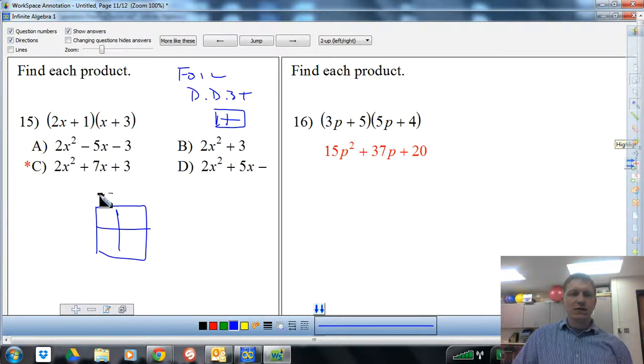Okay, so for this one, we're going to go 2x plus 1. And we're going to say x plus 3 down here. And what we're going to do is multiply each of the pieces inside there. All right? So that means that we're going to take 2x times x on these two sides. That just becomes 2x squared. And this becomes 1 times x, which is 1x.